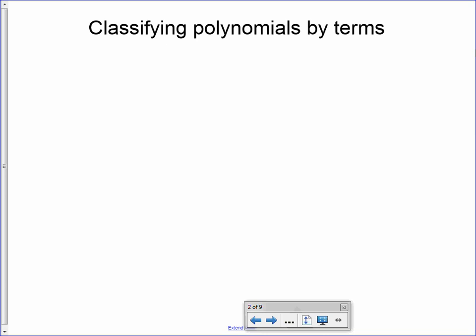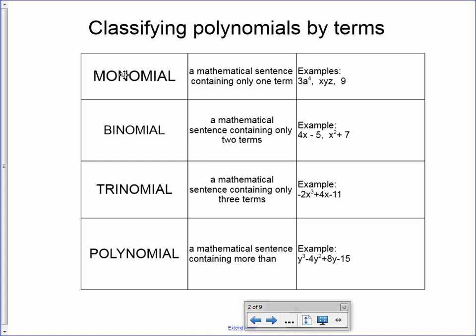So when we classify polynomials by terms, we're classifying them by how many terms they have, and depending on how many terms, it has a specific name. Let me go ahead and show you this. A monomial is a mathematical sentence, aka expression, but it's only got one term. Some examples are 3a to the fourth, that's all one term. xyz is all one term. 9 is a term, that's a monomial.